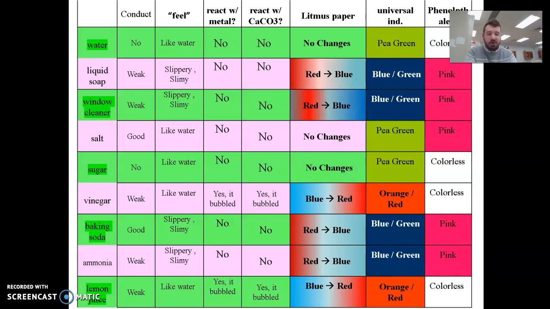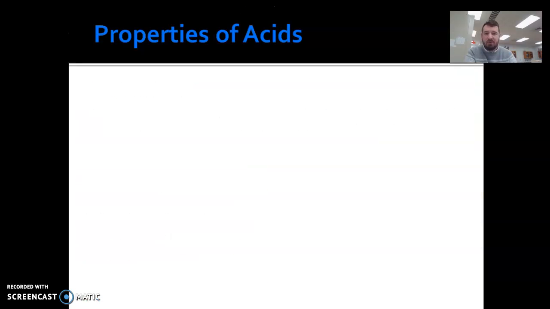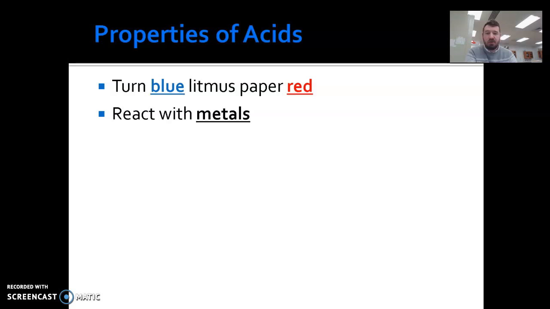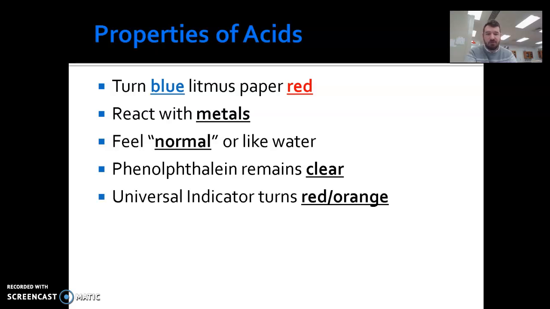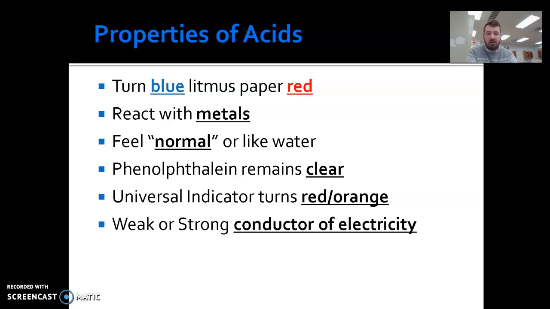All right, so we already went over our results for the lab. So, some properties of acids. Acids turn blue litmus paper red. They react with metals. They feel normal, like water. Phenolphthalein remains clear. Universal indicator turns red or orange or pink, any of those warmer colors.